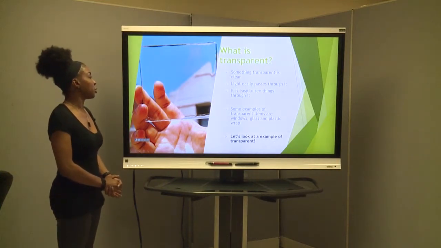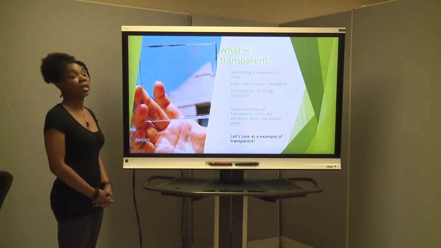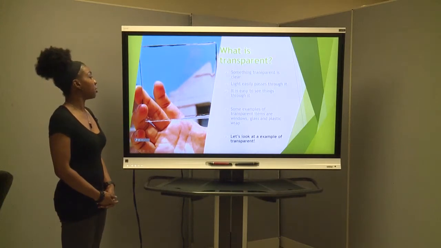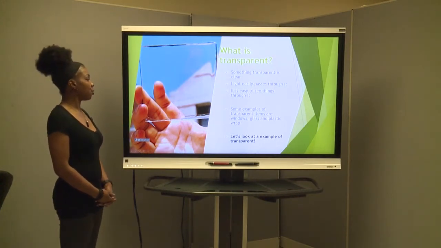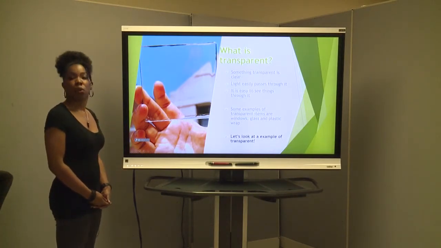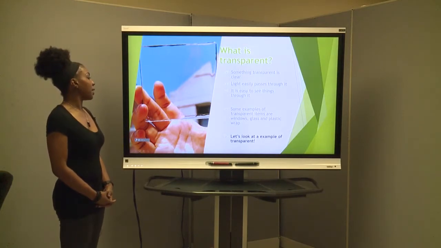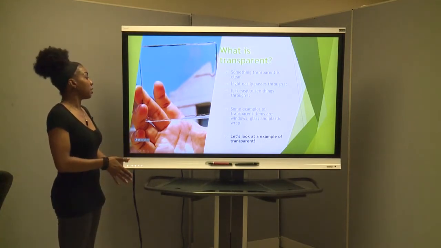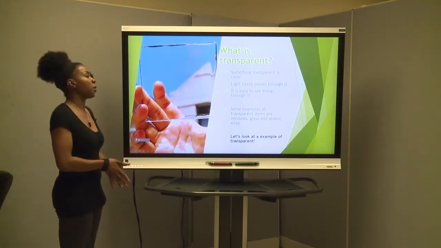What is transparent? Transparent is something that is clear and light easily passes through it. It is easy to see through these things. Some examples of transparent items are windows, glass, and plastic wrap. So let's take a look at an example of transparent.